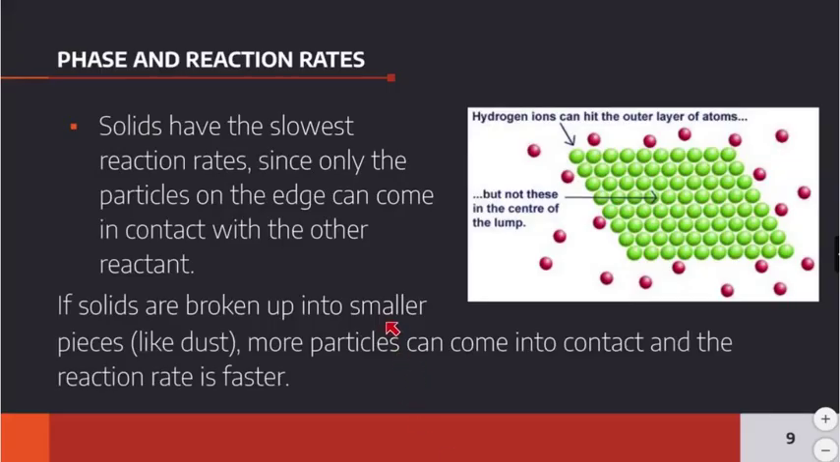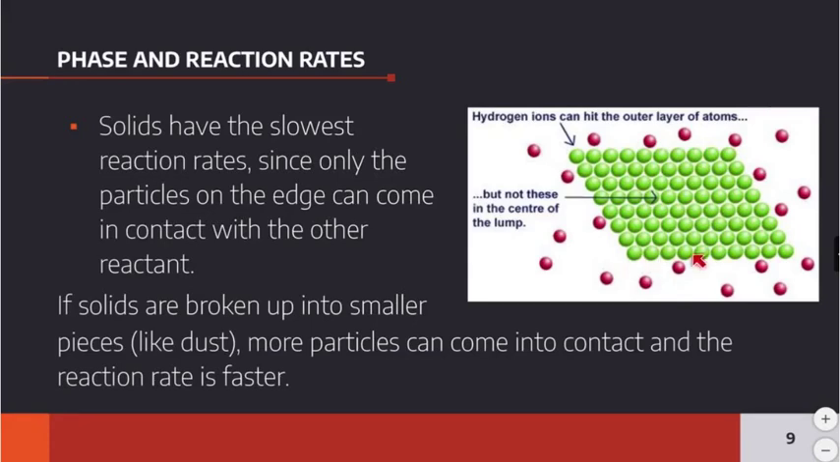Solids, on the other hand, have the slowest reaction rates, since only the particles on the edge of the piece of solid can come into contact. So here we're reacting this green chunk of metal right here with hydrogen ions. If they want to react, these hydrogen ions can only hit the metal atoms that are on the edge. They can't react with any in the middle. It's impossible for them to get there because the iron's in one big chunk.